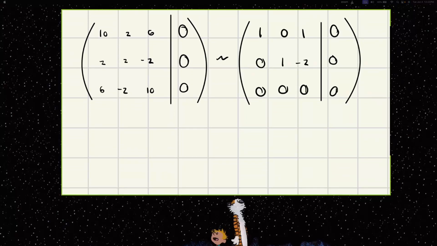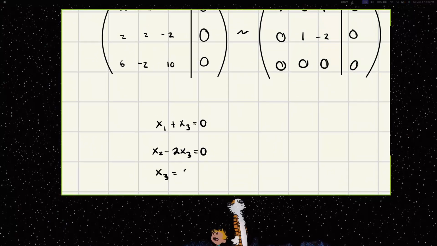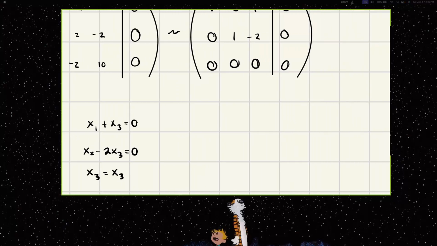So we'll have x1 plus x3 equals 0, x2 minus 2x3 equals 0, and then x3 is free, so we'll say that x3 is x3. So I want x1 to be negative x3, I want x2 to be positive 2x3, and I want x3 to be x3. Okay, so now we can form our eigenvector x in terms of x1, x2, and x3. So it's going to be negative x3, positive 2x3, and then positive x3.